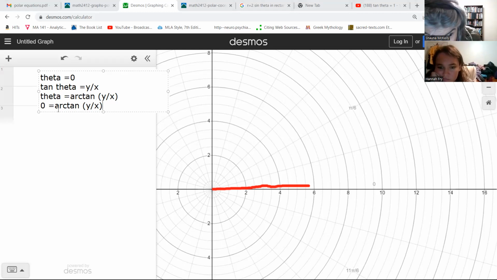So then I get tangent of 0 is equal to y over x. Well, what is the tangent of 0? That's 0. Tangent of 0 is 0. So I get 0 is equal to y over x.